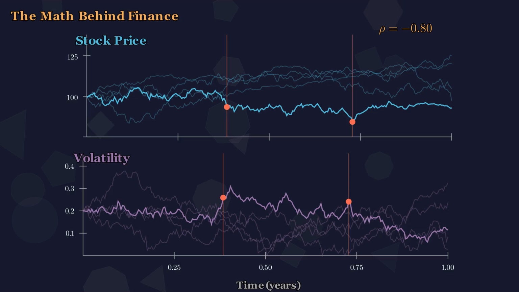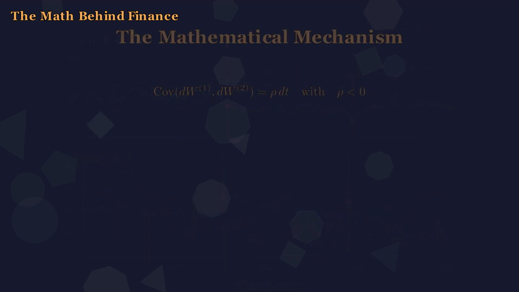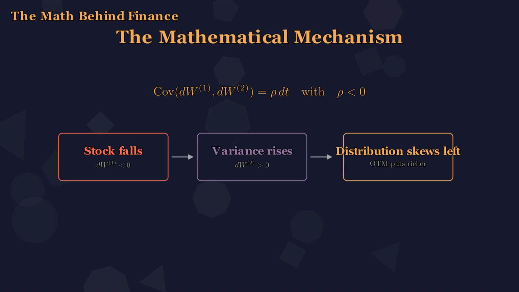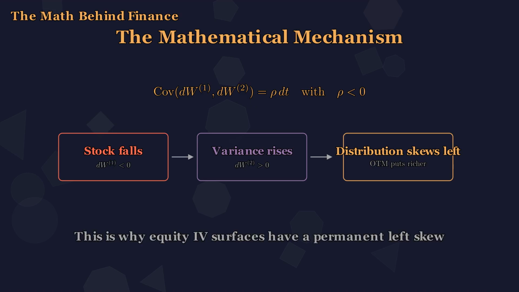The mathematical reason is simple. Rho is negative. The Brownian motion driving the stock and the Brownian motion driving variance are anti-correlated. Let us trace the mechanism step by step. When rho is negative, a downward shock to the stock's Brownian motion, dW1 less than 0, tends to push the variance Brownian motion upward, dW2 greater than 0. Variance rises. The distribution of future returns becomes more spread out on the downside. Out-of-the-money puts become more expensive. And that is the left skew we saw in Section 1. This is not a statistical accident. It is hardwired into the correlation structure of the model.